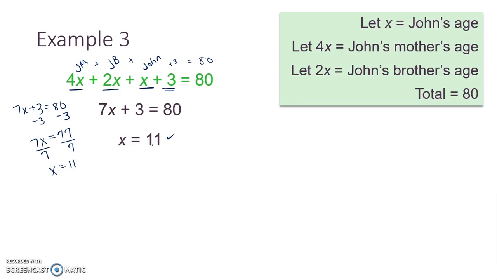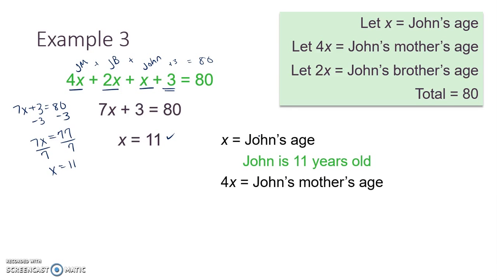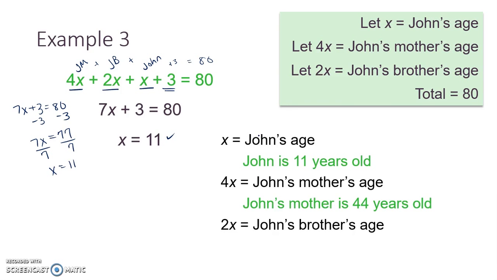All right, so x equals 11, that's what the answer is in the book, so we should be pretty good so far. So then we have to say, well, what was the question asking us? It says, what are the ages of all three people? So it didn't say solve for x. It says, what are their ages? So if x was John's age, that means John is 11 years old. John's mother was 4 times John's age, so that means John's mother is 44. And John's brother was twice his age, so that means John's brother is 22 years old. And now we've answered the question because we had to talk about all three of these people's ages.